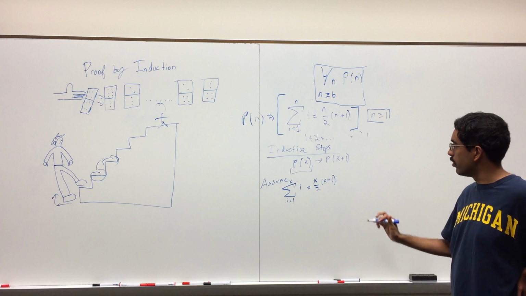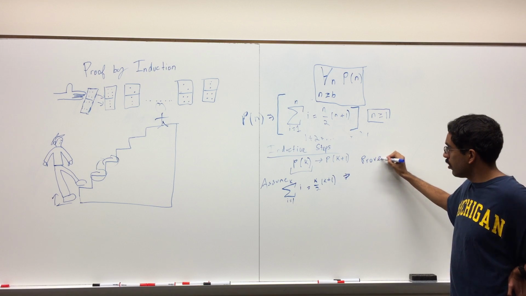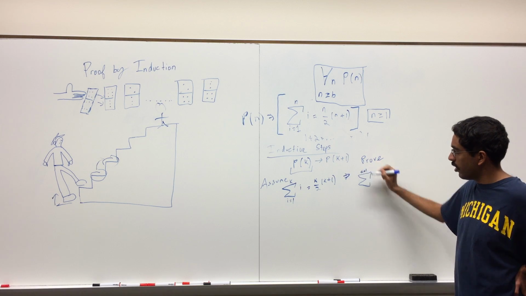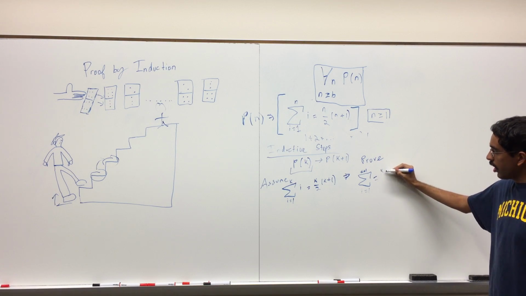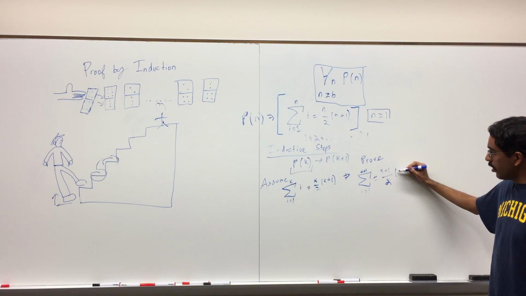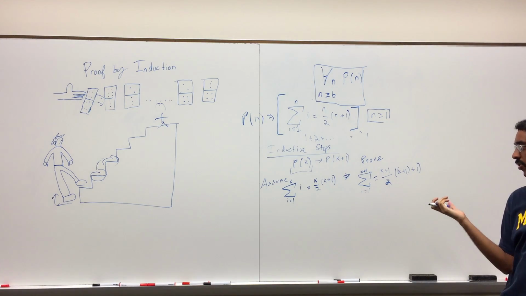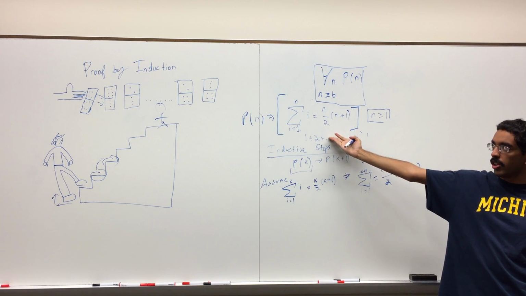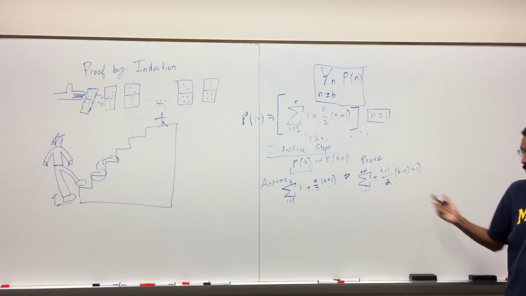Now, we need to prove that the sum from i equals 1 to k plus 1 of i is equal to k plus 1 over 2 times k plus 1 plus 1. I derived this proposition by substituting k plus 1 into our propositional function here. So given that this is true, we want to prove that this is true.